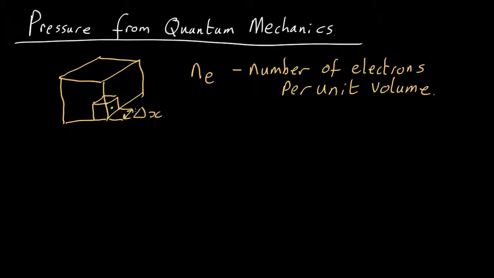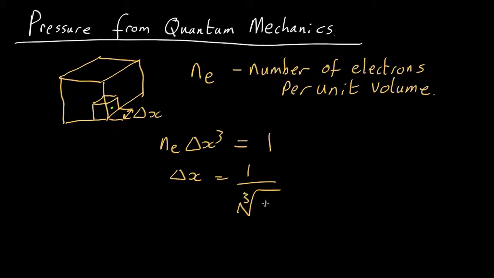And what is delta x? Well, each electron has a volume delta x cubed, that being the volume of a cube of each side delta x, and there are Ne electrons in 1 unit volume. So what that's telling us is that delta x is equal to 1 over the cube root of Ne. So that's Ne to the minus a third.